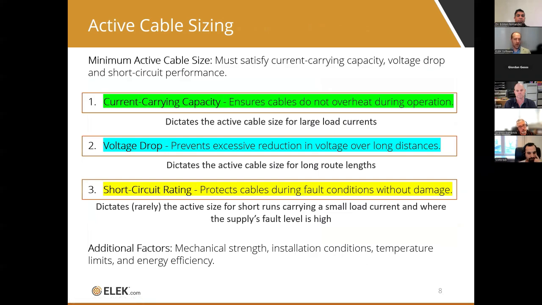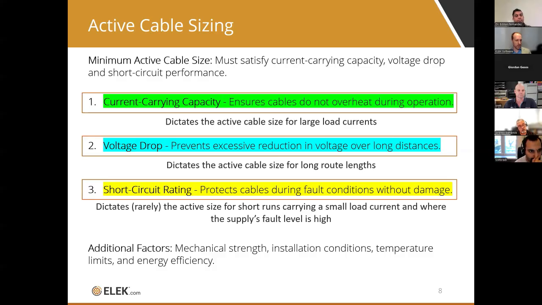So how do we size a low voltage cable? Well, there are 3 fundamental factors to sizing a low voltage cable, and we need to meet all of the criteria, including current capacity that ensures the cable doesn't overheat during operation. That's the first criteria. That current capacity usually dictates the size when we have large load currents.